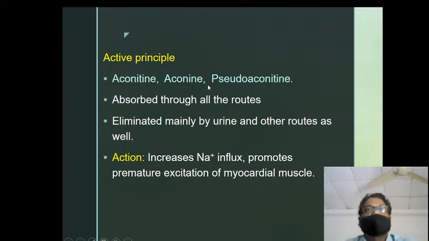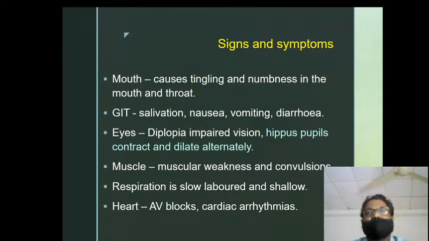Aconitine, aconine, and pseudo-aconitine. These are the three important active principles. It is absorbed through almost all routes, enters the body by all routes, and is mainly eliminated by urine, that is through the kidneys. Its action is to increase the sodium influx and promote premature excitation of myocardial muscle, resulting in cardiac arrhythmias, cardiac failure, and cardiac death.